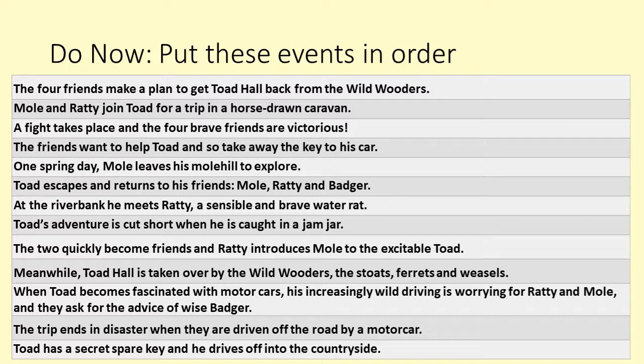So attached on Class Charts, you've got your do now activity. You've got a list of events and you need to put them in order. So please do download the activity from Class Charts, either print it out or you can do it online if you don't have a printer, and then put numbers, please, next to each of the events so that they're in order. Pause the video, please, for about 5 minutes to do that now.